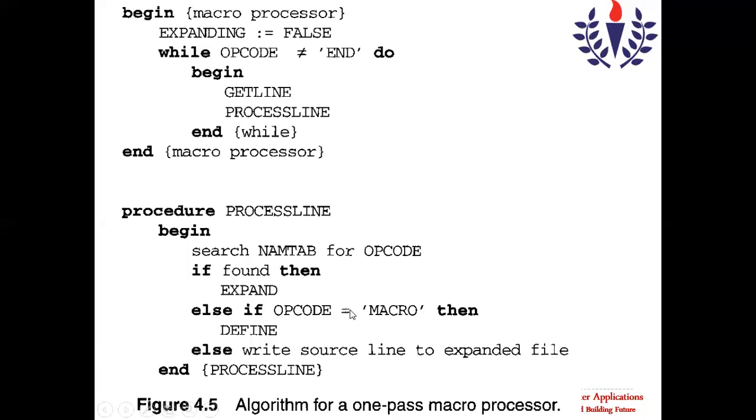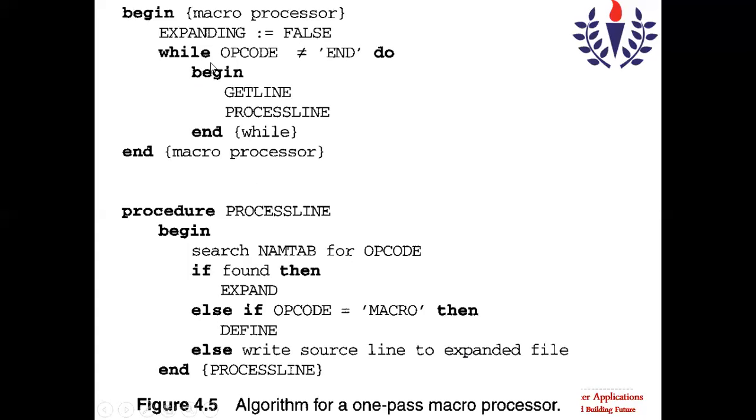But if the opcode is equal to macro, that means the macro still has to be defined, so it will go to the define procedure: write the source line to the expanded file and process the line. So this is the whole algorithm of how the macro processor concept is done in one pass.